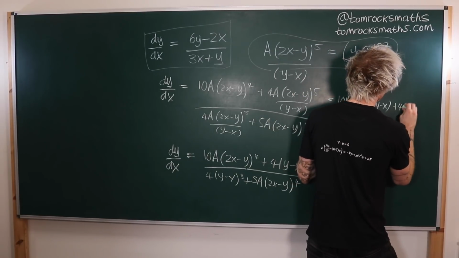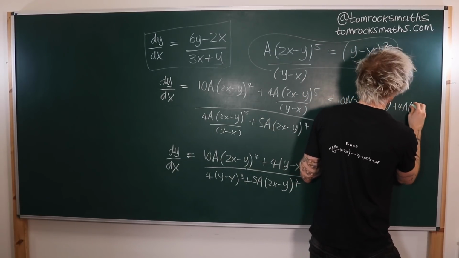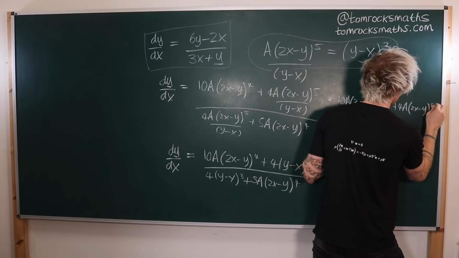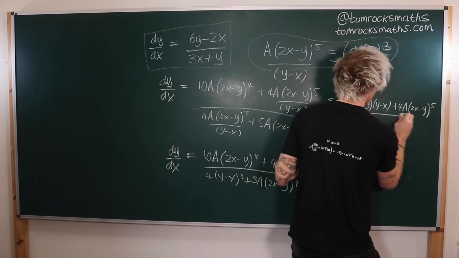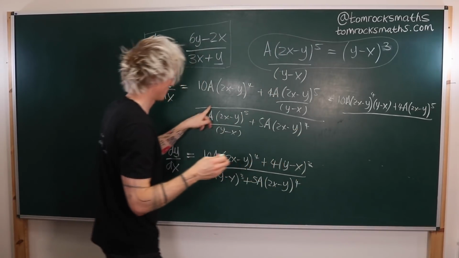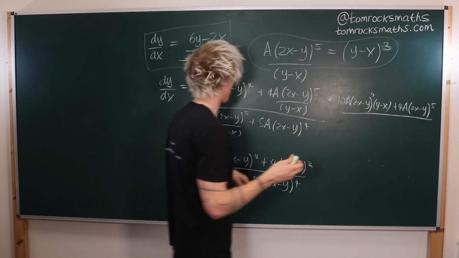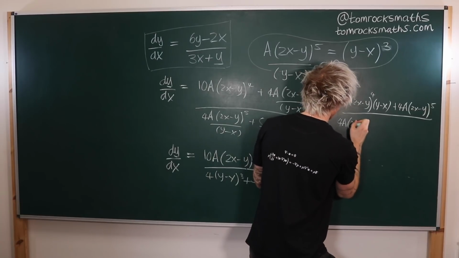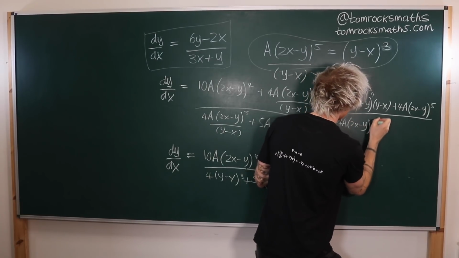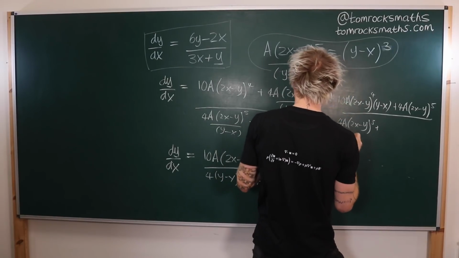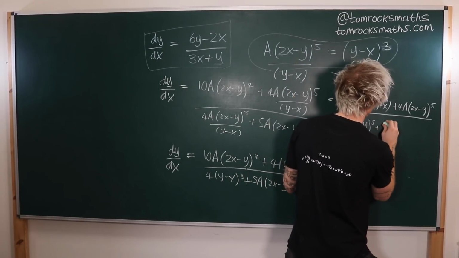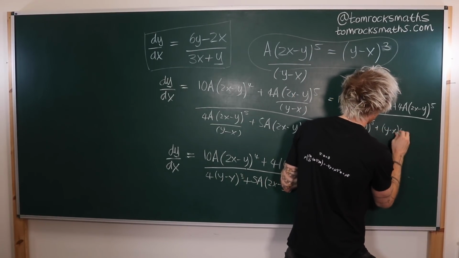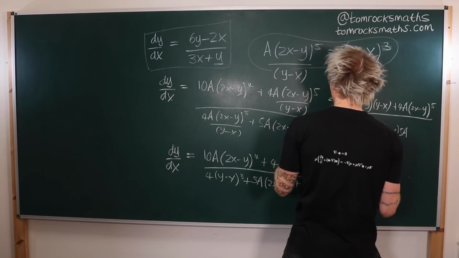and then plus 4a (2x minus y) to the 5, and that whole thing is now divided by, the y minus x goes from that one, and it's on the second, so 4a times (2x minus y) to the 5 plus (y minus x) times 5a times (2x minus y) to the 4.